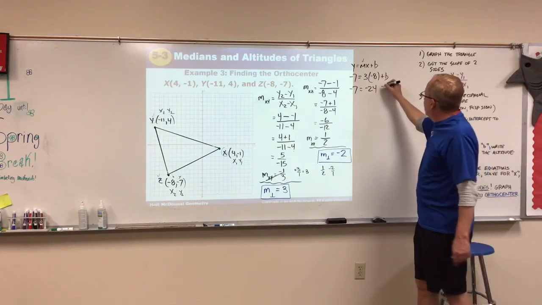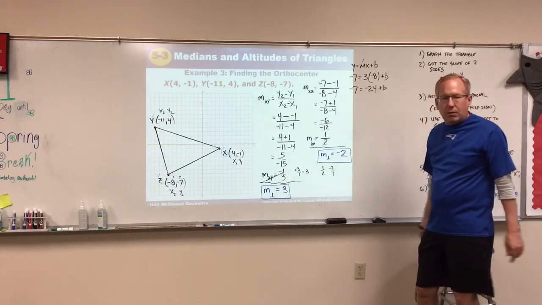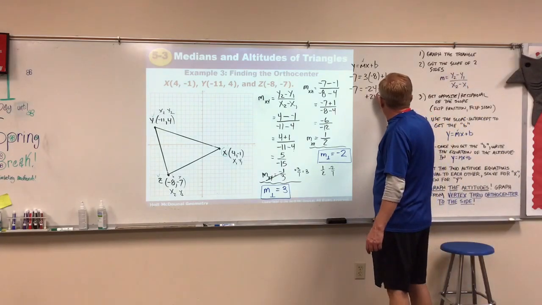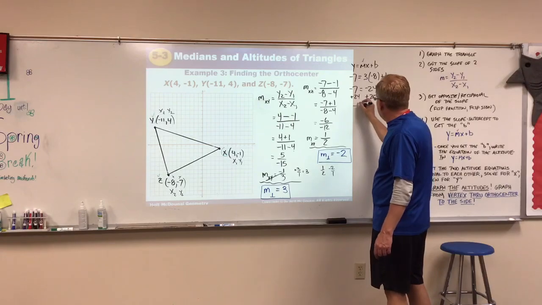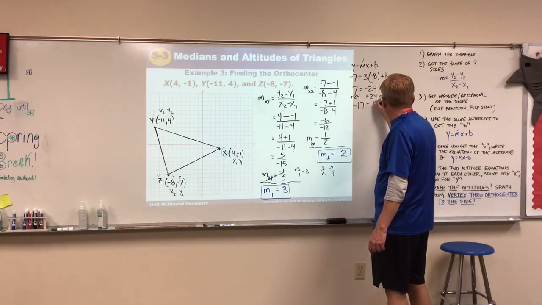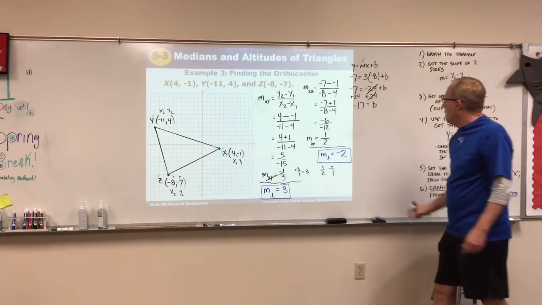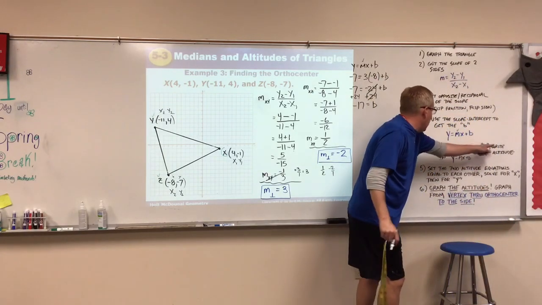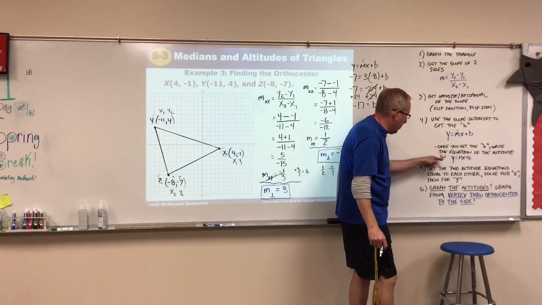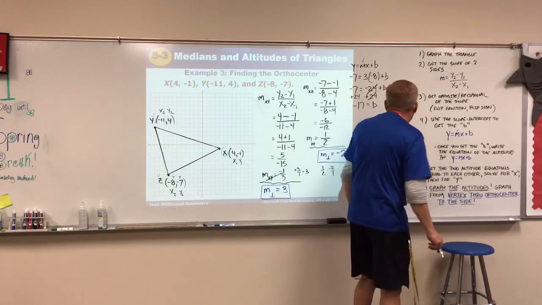-7 equals -24 plus b. We are going to add 24 to both sides. -7 plus 24 is -17 equals b. There is my b. Now once you get the b, write the equation of the altitude in y equals mx plus b format.